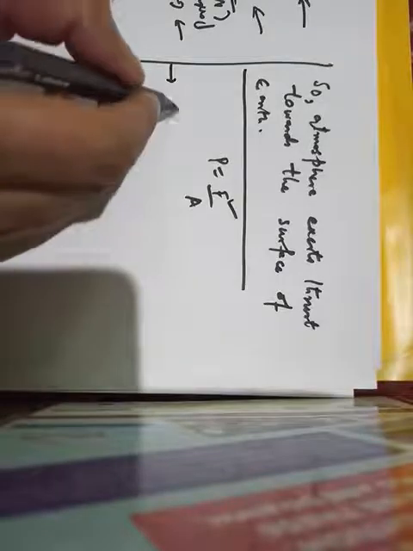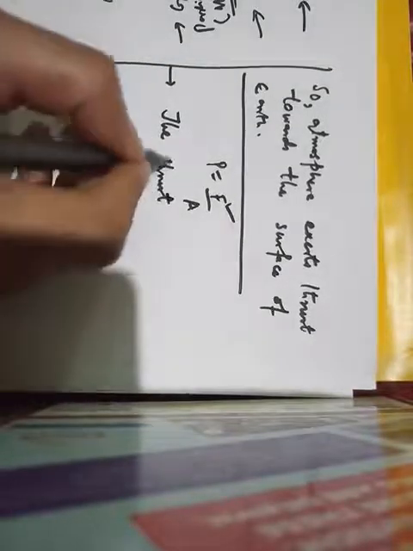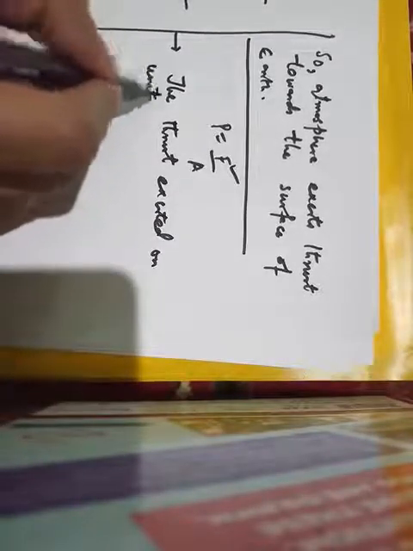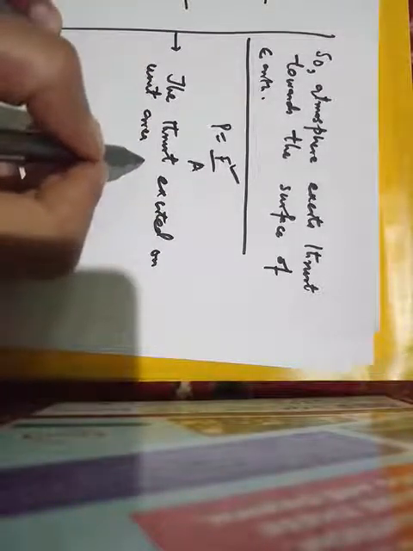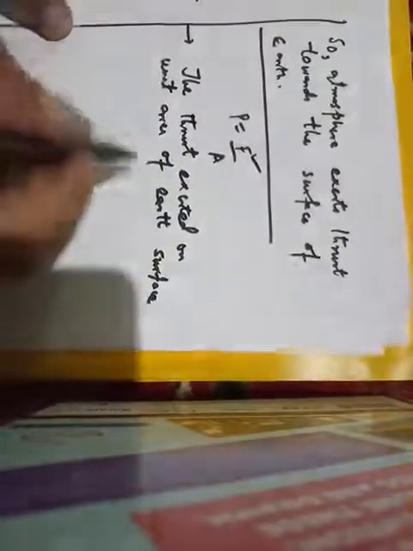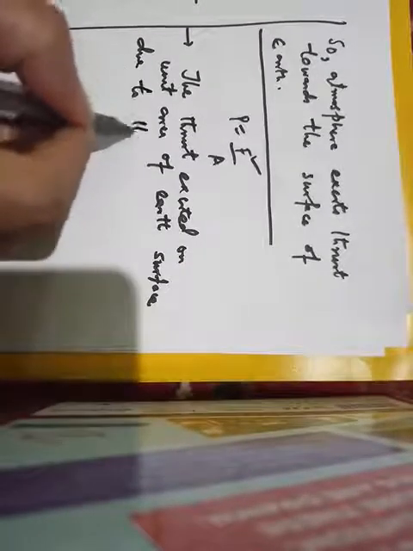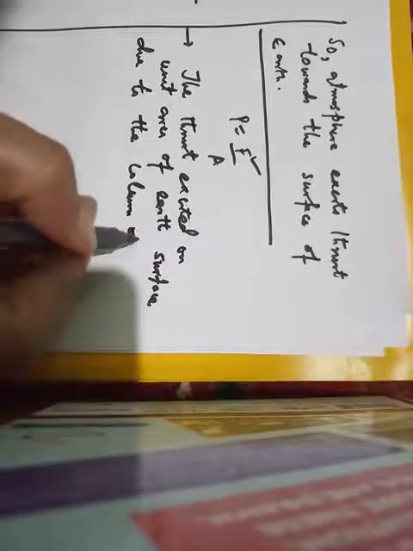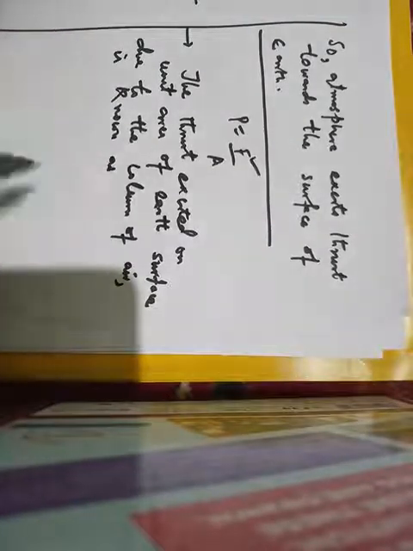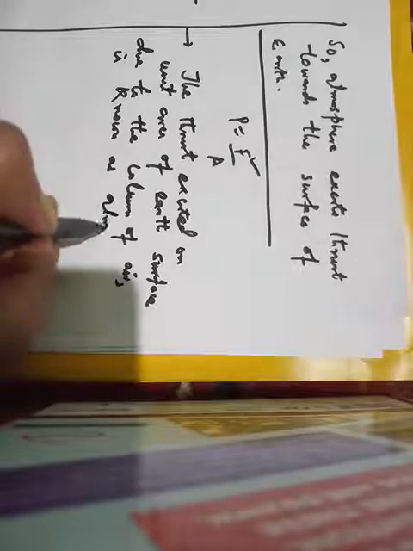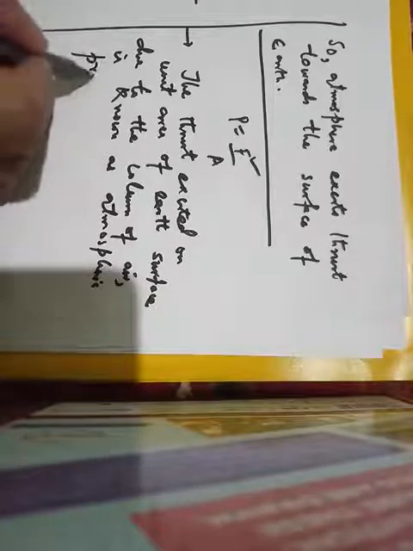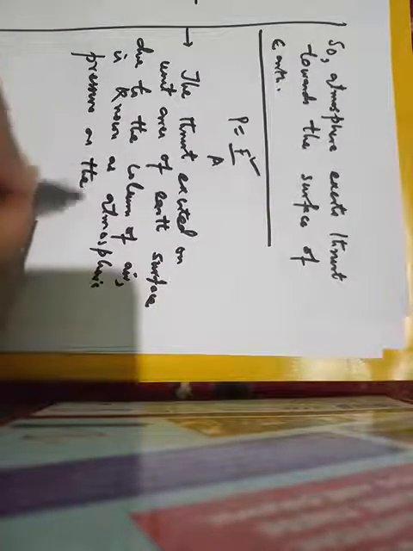I'll write the definition here. The thrust exerted on unit area of earth's surface, due to the column of air is known as atmospheric pressure. Atmospheric pressure on the earth's surface.